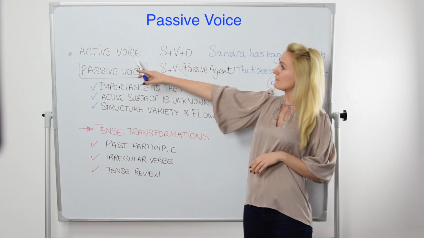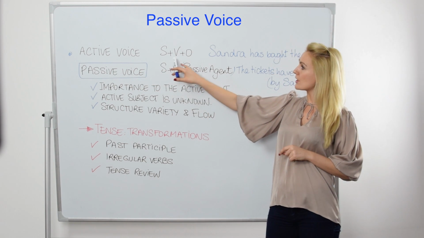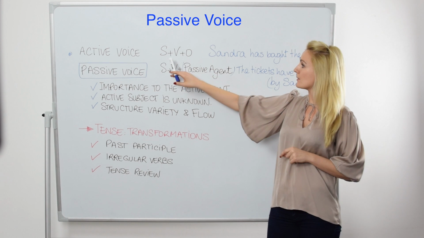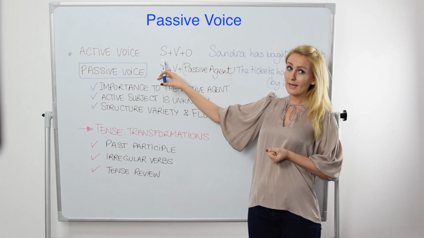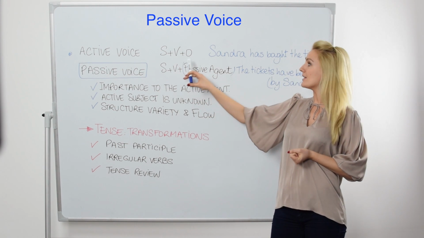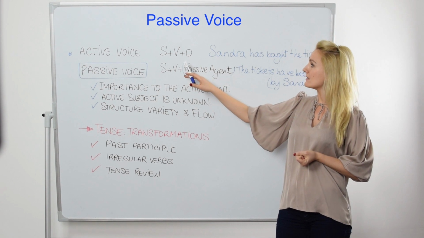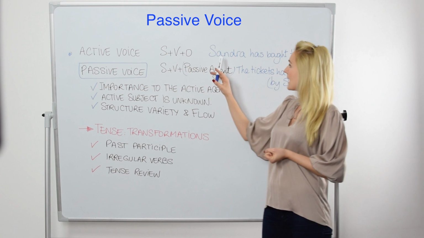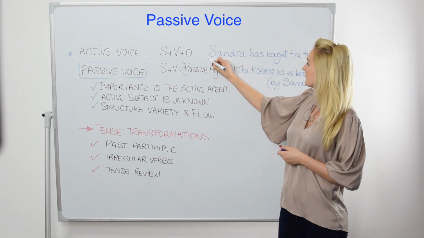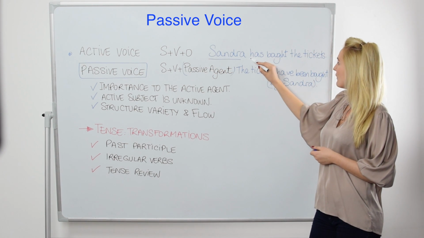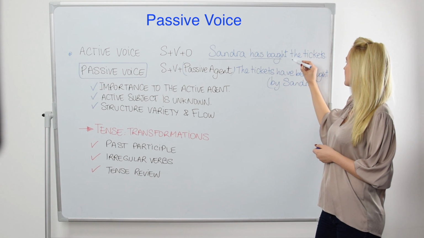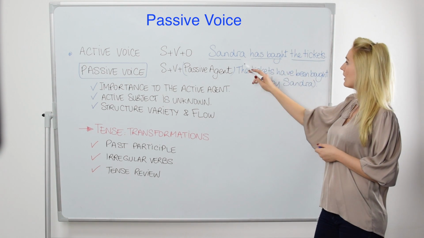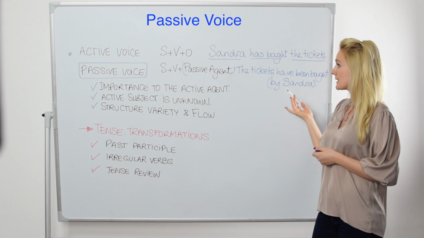So back to the active voice here. This is the structure of a simple sentence, so with one clause. You'll have the subject, followed by the verb, and an object. So in this sentence, the object receives the action of the verb. Sandra, subject, has bought, my verb, and the tickets, the object. Now all those elements are important in the active voice.